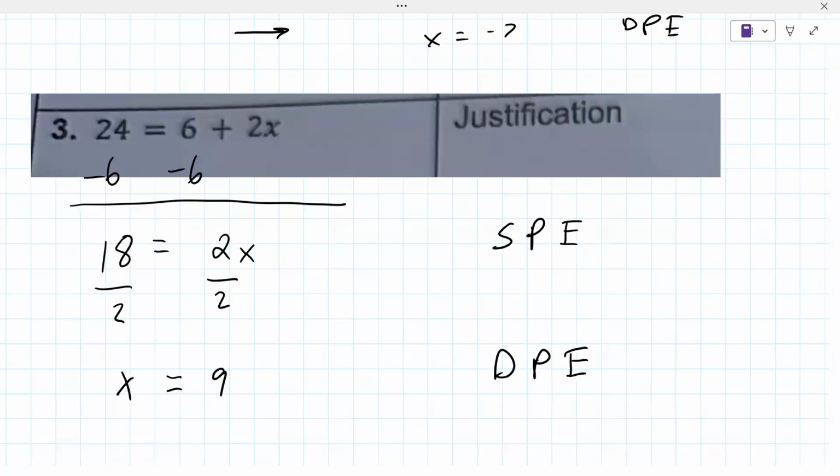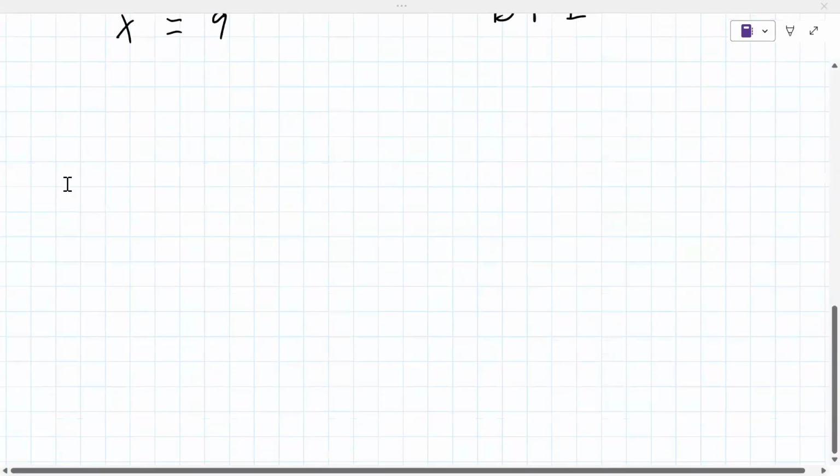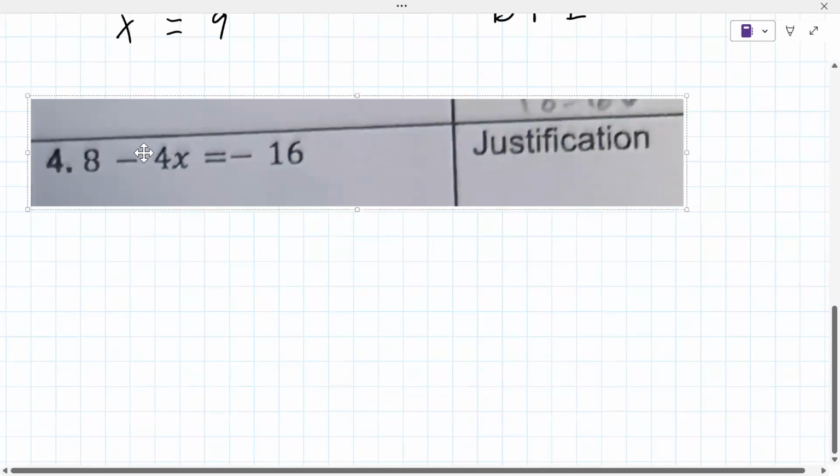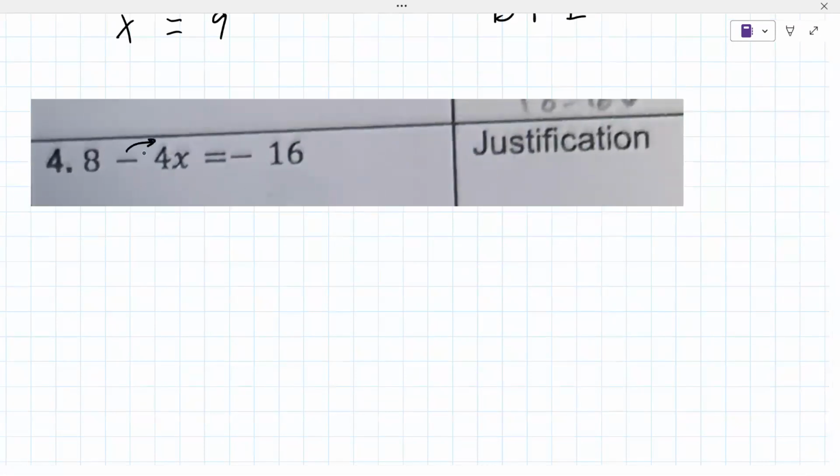All right, so why don't you try number 4? One of the things with number 4 that I'll point out is that the subtraction operator goes with that one on the right. You probably know that already, but it's not part of the 8. The 8 is positive.